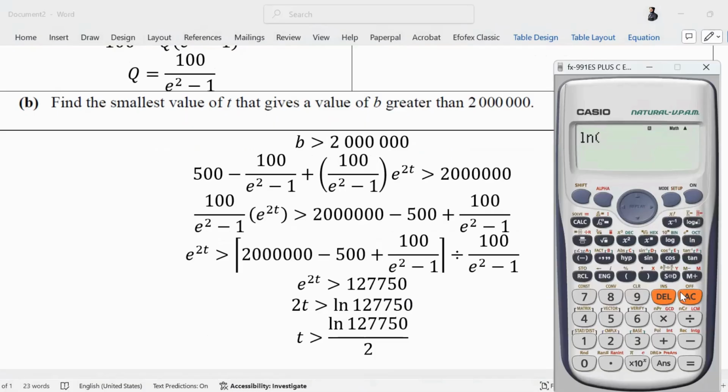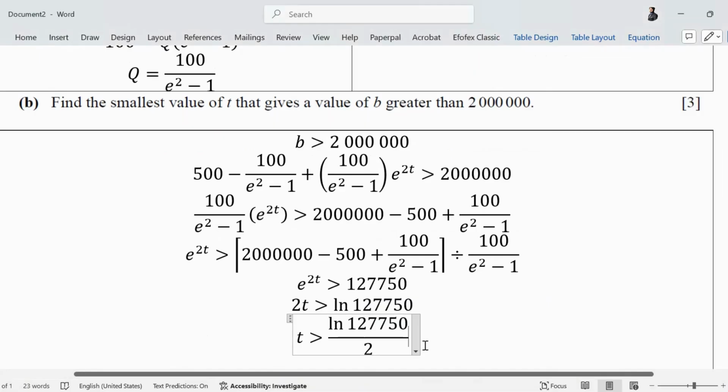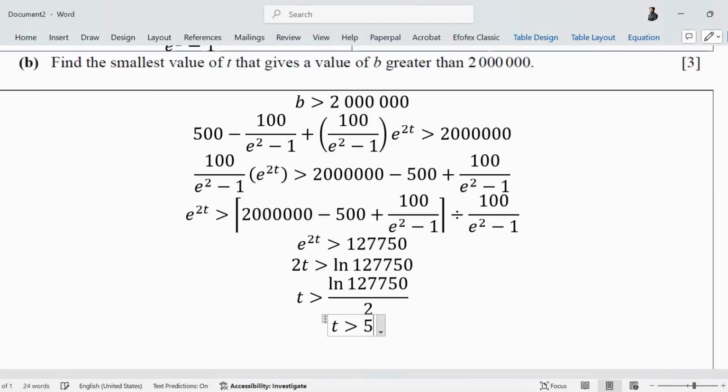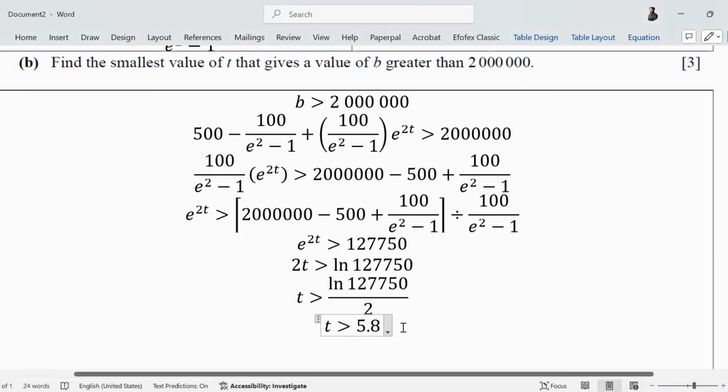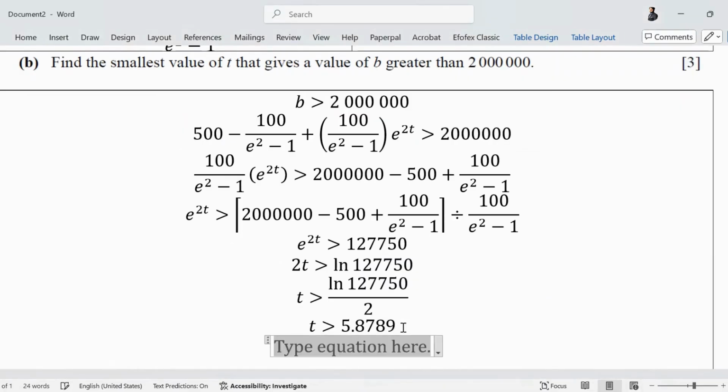You see ln answer divided by 2, 5.88. So t has to be greater than 5.8. इससे ज़्यादा होना चाहिए. 5.8789. So I can write t has to be, so the smallest value of t, 6.